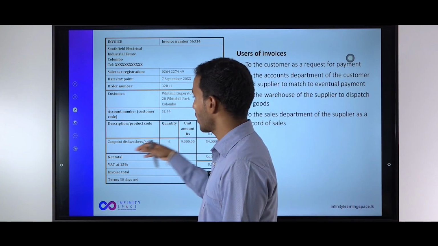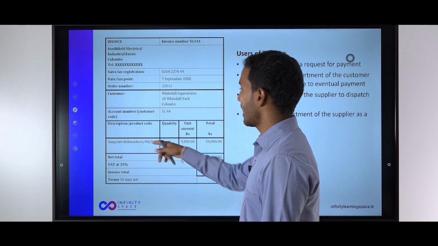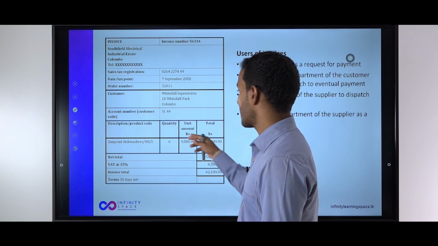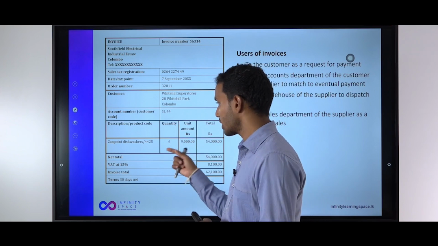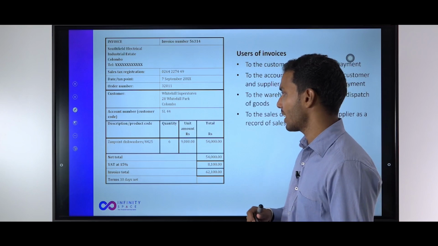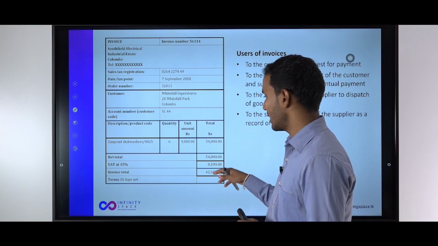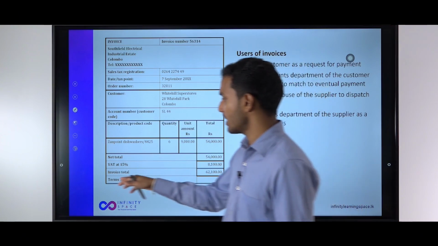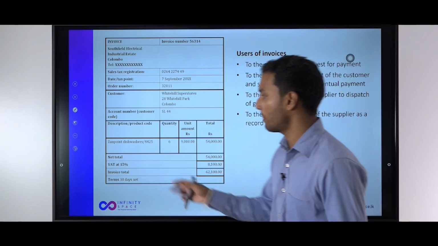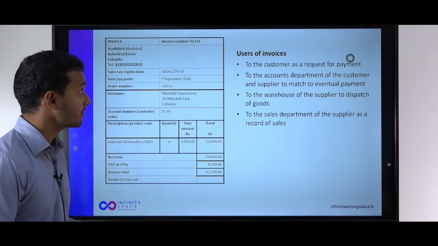Then the description of the product, what have they sold? Dishwashers. Then that's the product code. How many dishwashers? 6. What's the price per dishwasher? 9,000. What's the total price? 54,000. So that's the net amount. Then there's a VAT amount, the invoice total, and it says terms 30 days net. So this 62,100 has to be paid within 30 days by the customer.